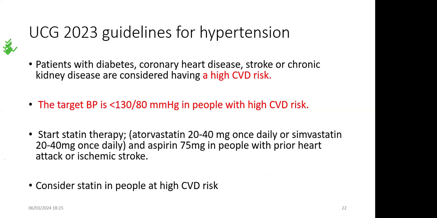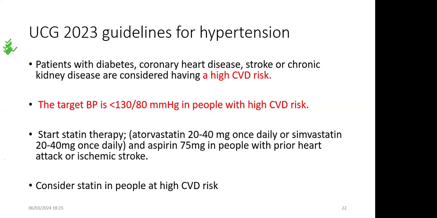So we are saying that the target BP is less than 130, less than 80 in people with a high cardiovascular risk. So if a patient has diabetes already, and then they also have hypertension, our target BP should be less than 130, less than 80. If they have chronic kidney disease, ischemic heart disease, or a stroke, these are patients who have a high cardiovascular risk. So their target is less than 130, less than 80.